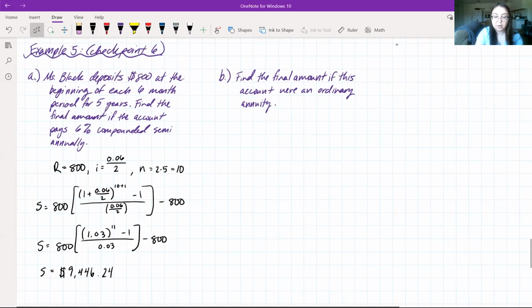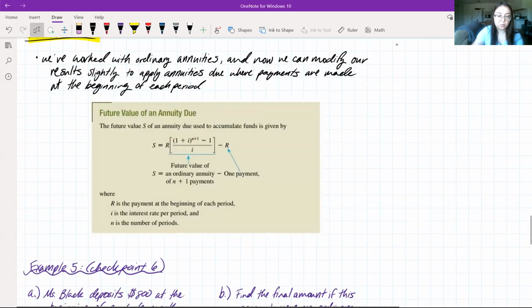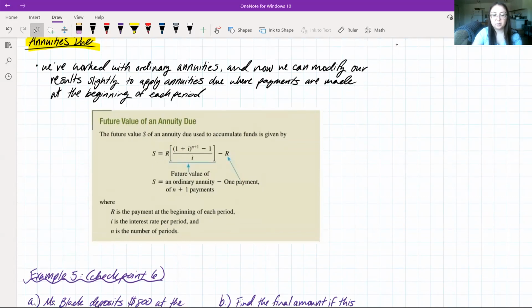Now we want to find our final amount if the account were an ordinary annuity. So now we're calculating the value of the account if we were paying at the end of the period. In one case we're working with payments at the beginning of each period, which is the annuity due, and ordinary annuities is when payments are due at the end of each period. So that's really the only difference between these equations, concept-wise, not equation-wise. We know that they are different equation-wise.